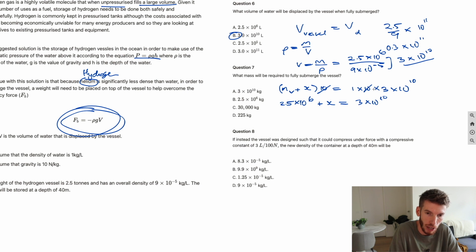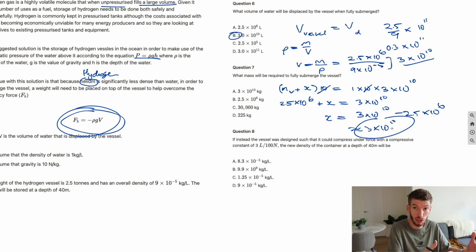And so really I'm just subtracting this, but you'll notice it's 4 orders of magnitude smaller. So really, it's actually not going to have any significant impact whatsoever. It's basically still going to be 3 by 10 to the 10. And you effectively have to add that much mass to the vessel, so a lot more than the vessel itself, in order to submerge it. And so the answer then becomes A.